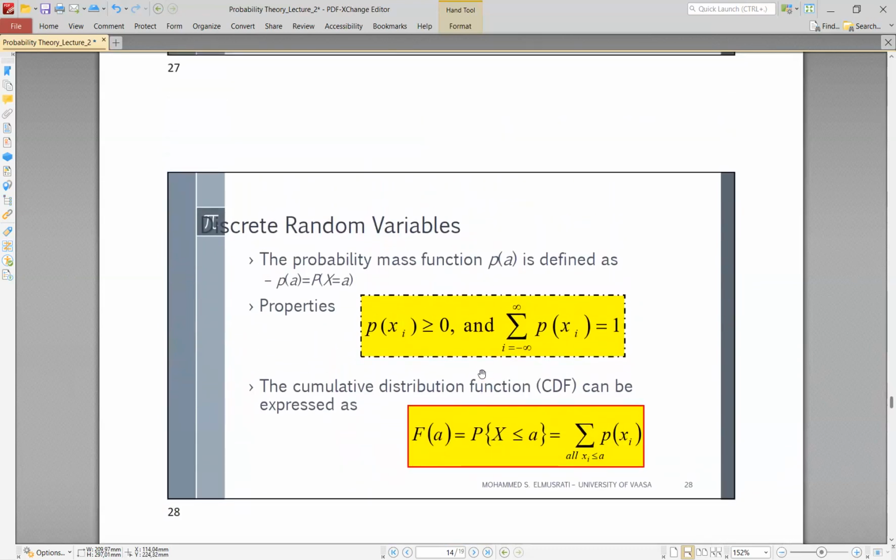The same concept, as we mentioned before for the continuous case, can also be applied to the discrete case. But in the discrete case, we don't call it a probability density function. We call it a probability mass function, where the summation of the probability of x_i in the discrete case equals 1. And we can also define the CDF in the discrete case this way. F(a) is the probability that X is less than or equal to a, and this equals the summation over x_i less than or equal to a of p(x_i).